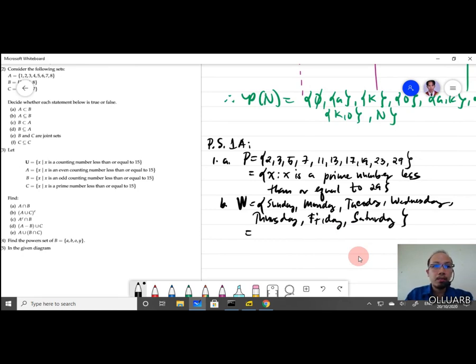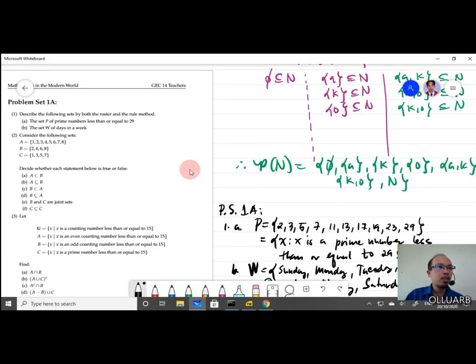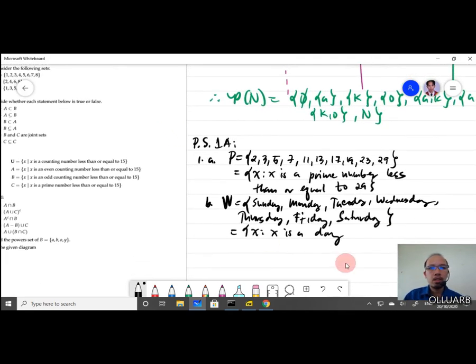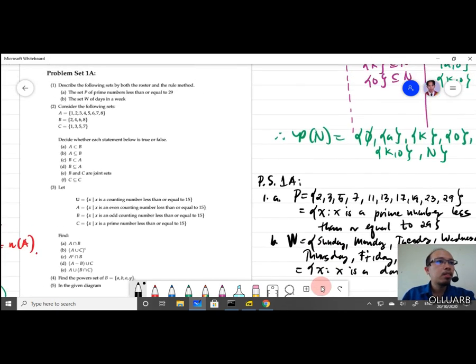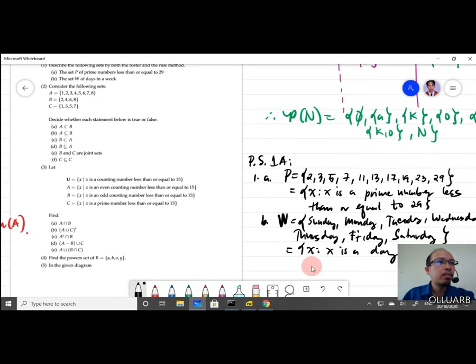So for the rule method, which is the set of all x such that x is a day in a week. Okay, so for example, we have Sunday is a day in a week, so our x is one of the elements of W above. Okay, so that's problem 1.